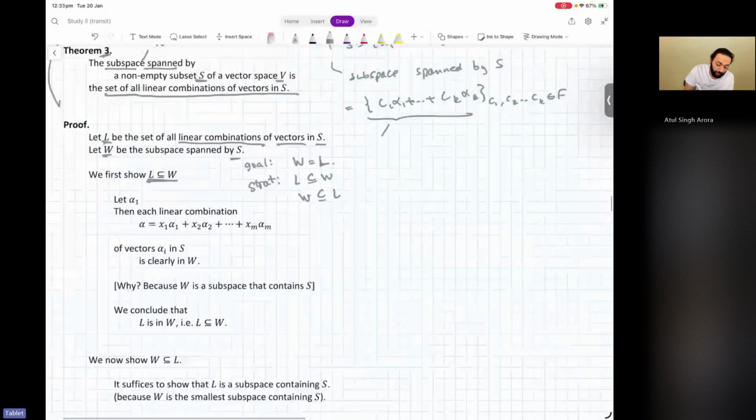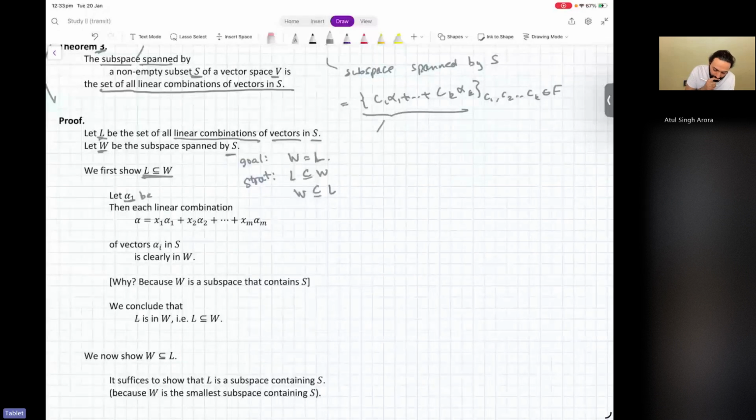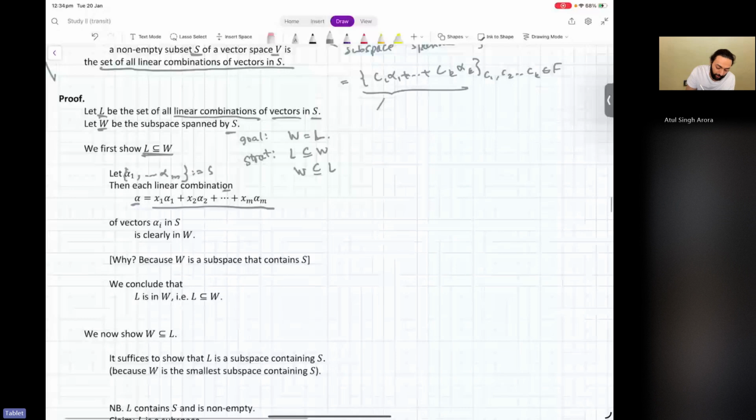Perfect. So then let alpha 1 to alpha m be S. That's the set of vectors that we're interested in. Then each linear combination of vectors alpha in S is clearly in W.